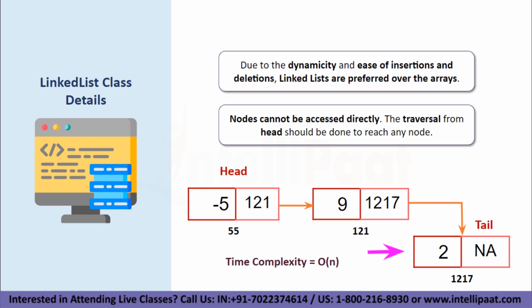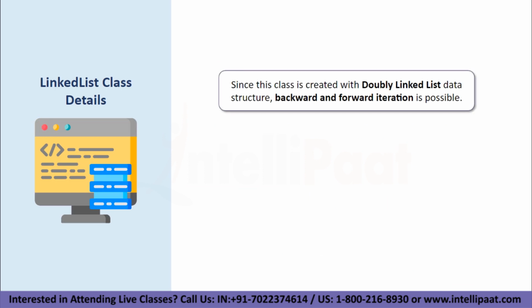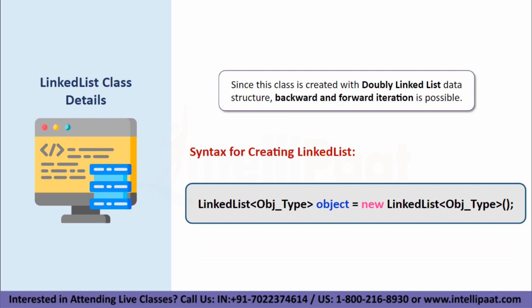Then another point I want you guys to note is that this class has been created by using the doubly linked list data structure. Thus, we can traverse it easily in both backward and forward directions. To create the linked list object, you'll just have to use the linked list constructor. The syntax for the same is LinkedList, then object type, equal to new LinkedList, object type, where we'll have to add the object name as well.